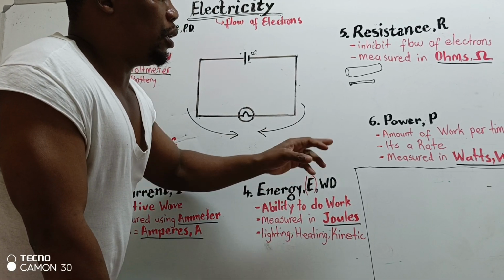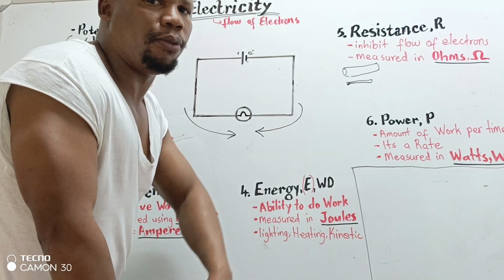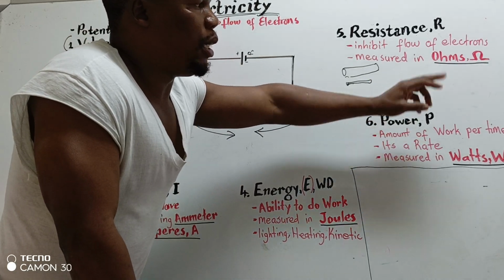So by inhibiting the flow of electrons, it's like we are trying to bring an end to the flow of electrons. We measure resistance in omega.